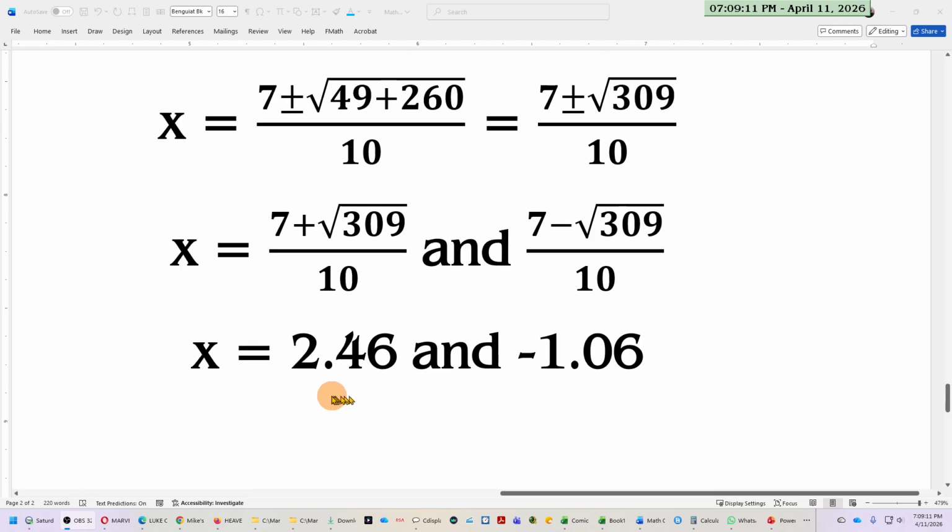So the 2 answers you will get will be 2.46 and -1.06.